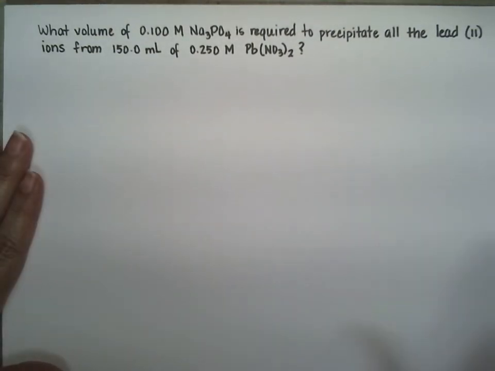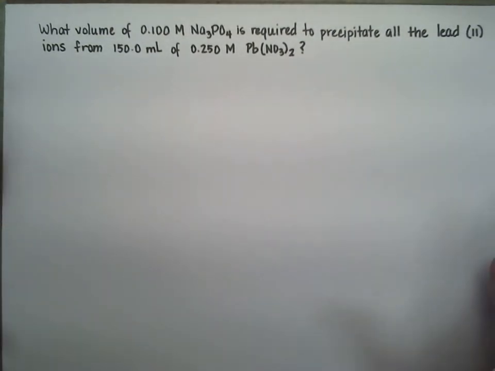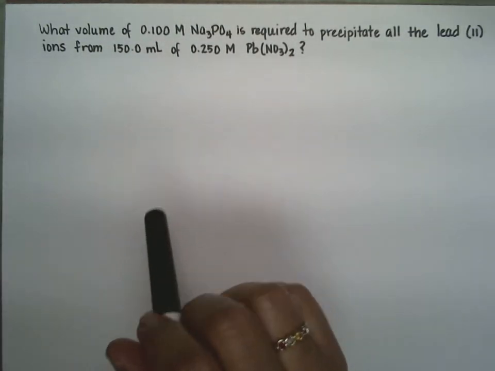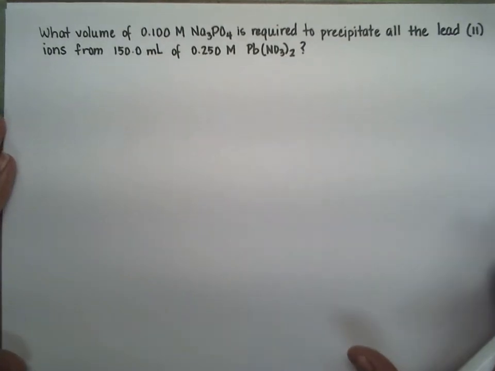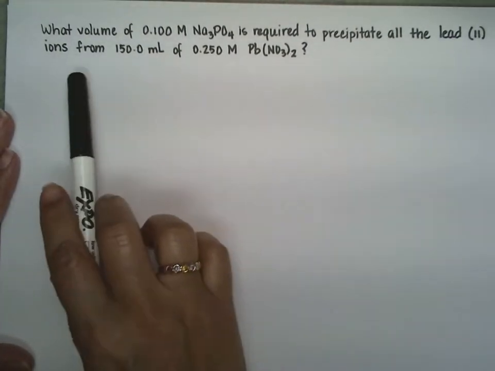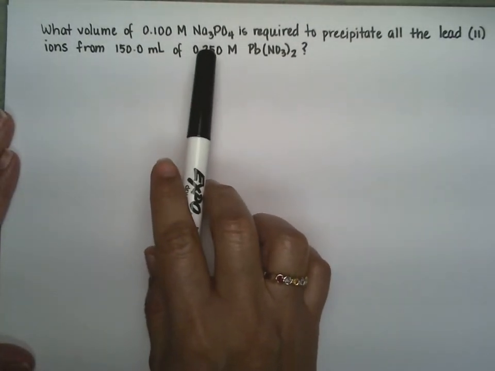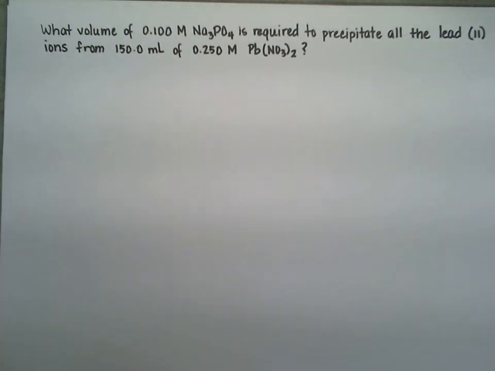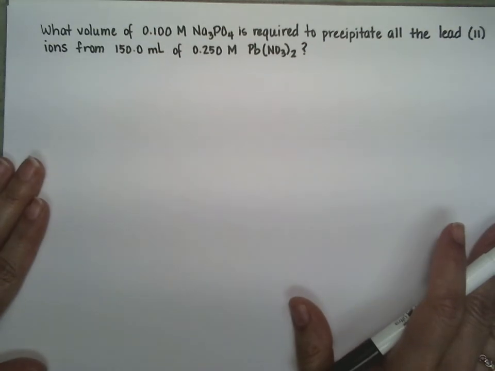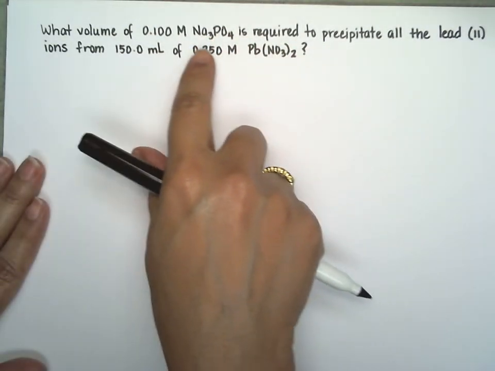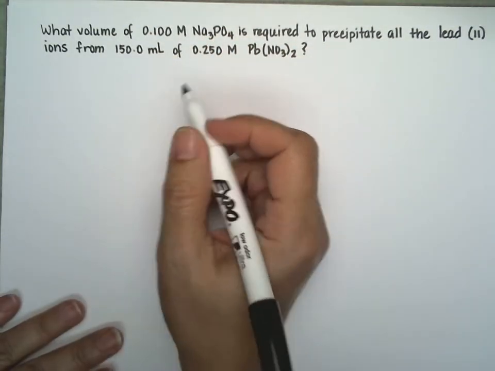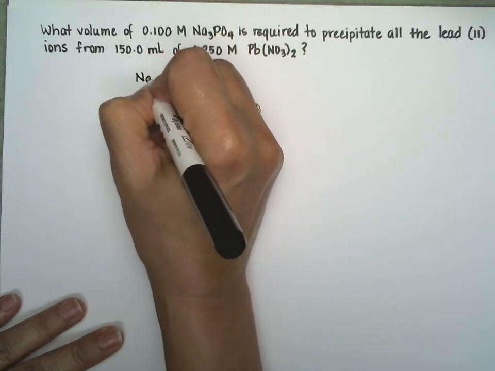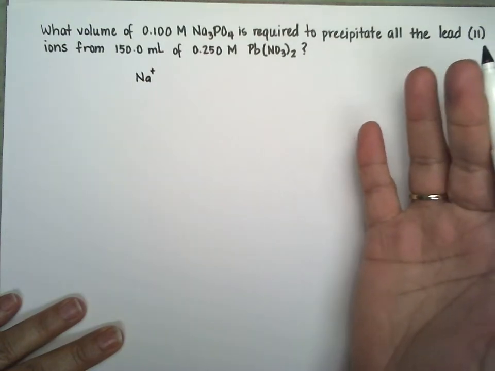We have a precipitation reaction. So let's go and do the whole process. 1 volume of 0.1 molar sodium phosphate is required to precipitate all the lead ions from 150 milliliters of 0.25 molar lead nitrate sample. The first thing we're going to do is separate the sodium phosphate and the lead nitrate into their ions because we need to actually write a balanced equation.